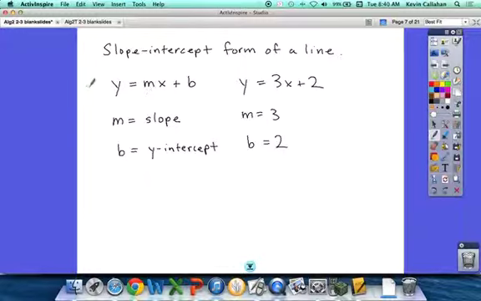And the b is called the y-intercept. Does anybody remember what y-intercept means? We're across the y-axis, right? And you could tell in this equation, 3x plus 2, the slope is 3, and the y-intercept is 2. And we'll go into that a little bit more later.